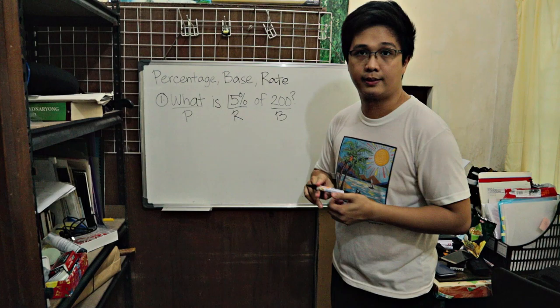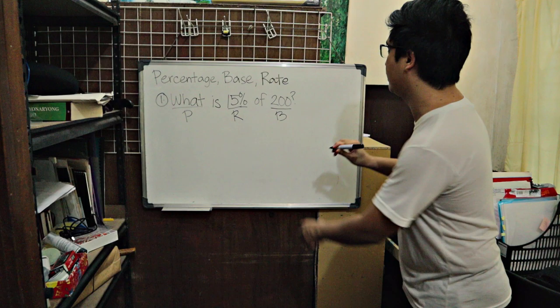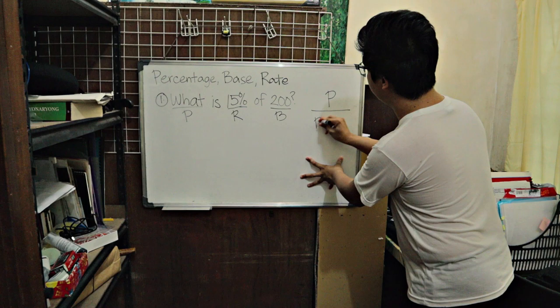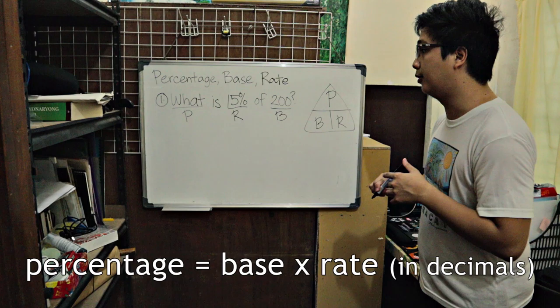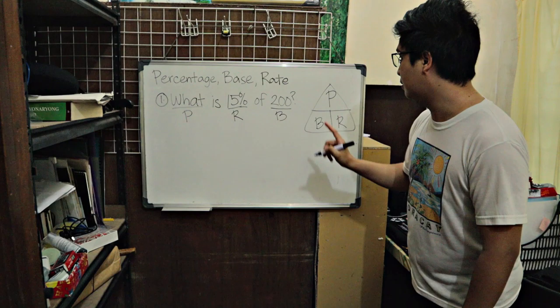To solve for percentage, base, and rate, we use the PBR triangle. So we have P, B, R. How do we solve the percentage? Percentage equals base times the decimal form of the rate. The base, 200, is multiplied by the rate, 15%, in decimal form.